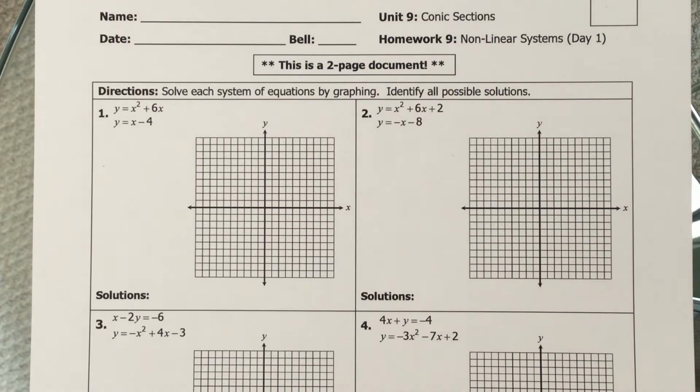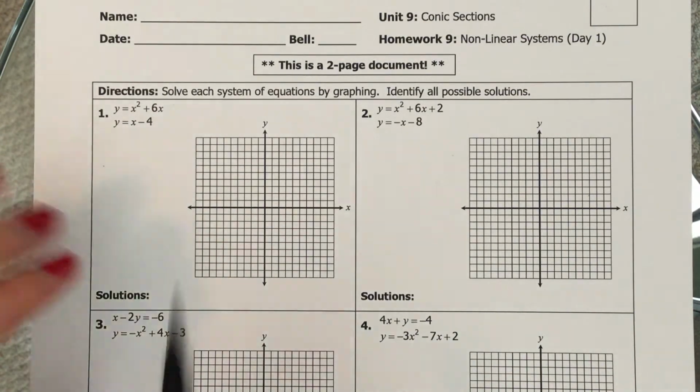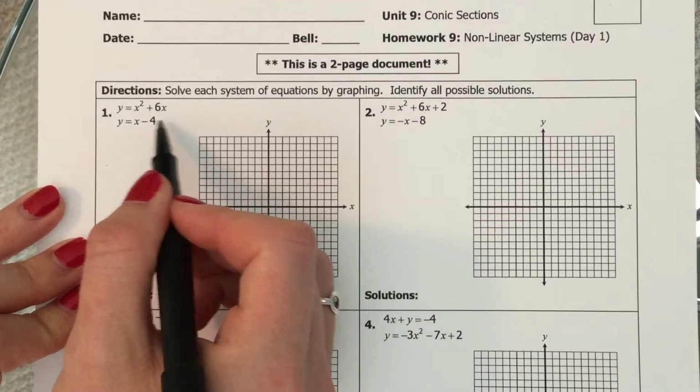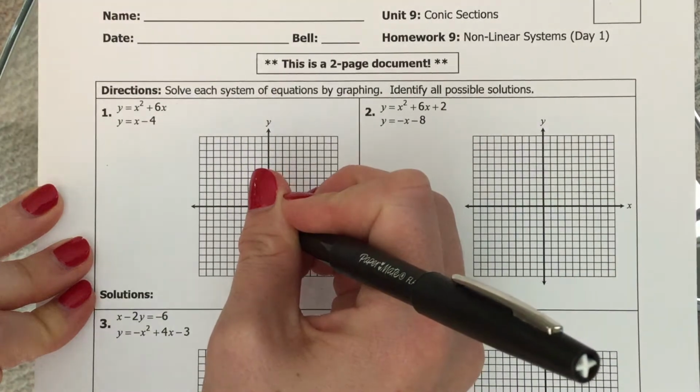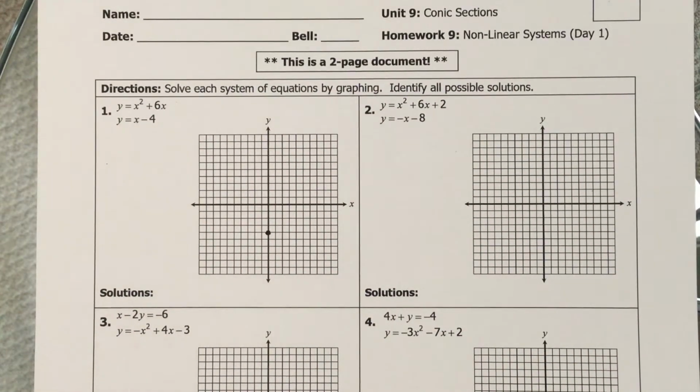So we're going to use the methods that we know so far. Actually, you know what? We might as well go with the second one. Lines are super easy to graph, so we'll start with that one. So x minus 4. We have a y-intercept of -4, and then the slope is 1.